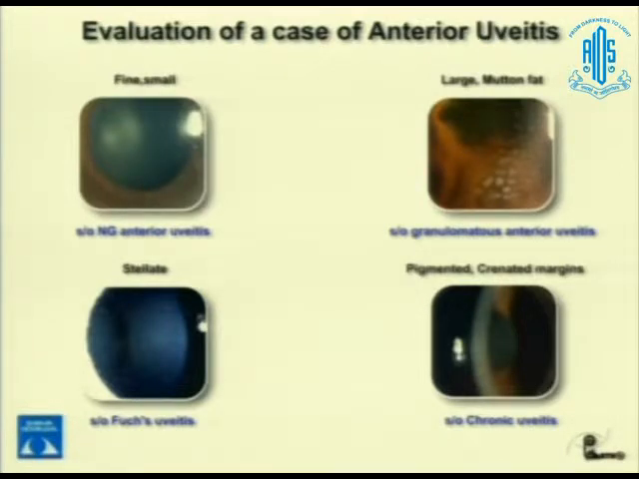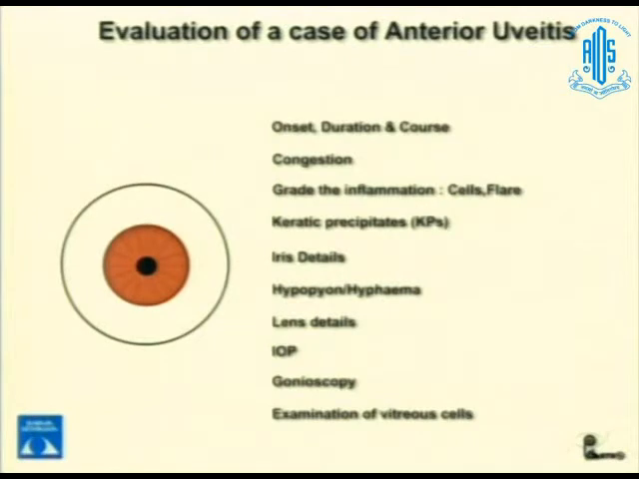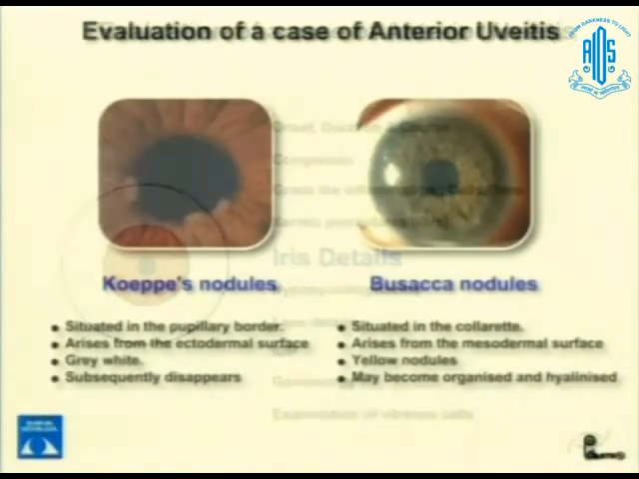For example, the fine small KPs are commonly associated with non-granulomatous anterior uveitis. The large mutton fat keratic precipitates are most commonly seen in granulomatous anterior uveitis. It can be seen in Fuchs uveitis also. Stellate KPs are characteristic of the Fuchs uveitis, and chronic uveitis is characterized by the pigmented keratic precipitates with crenated margin. The next one, you should carefully examine the iris details.